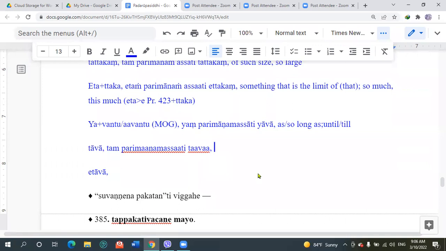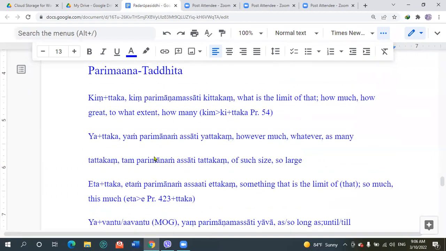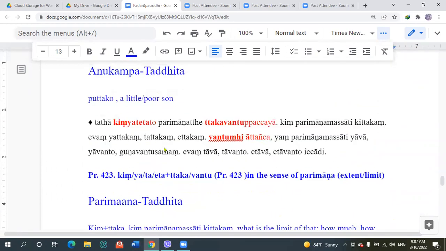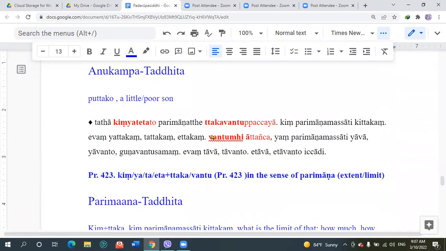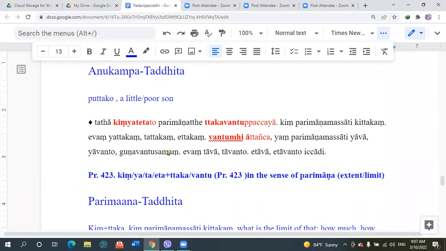Tawa, also like this, so long as, until, itawa. Also like this, temporary. These are examples of Pimana taddhita with the vantu suffix. These suffixes are used by the Sutta, as in Putu 3.